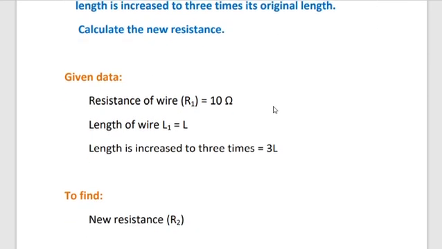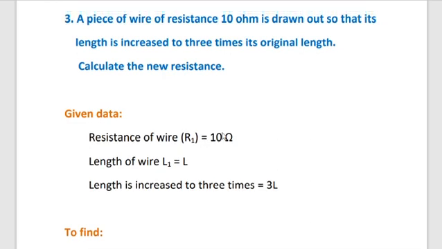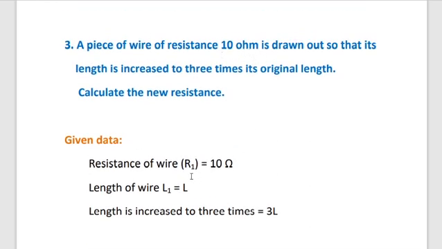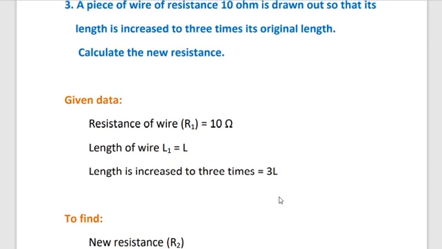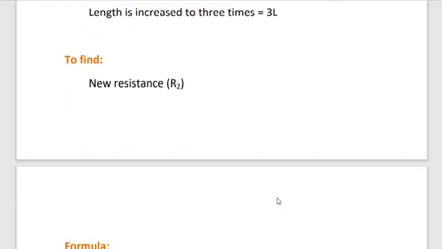So given data: resistance of the wire R1 equal to 10 ohms. Length of the wire L1 equal to L, so the original length is equal to L. Length is increased to 3 times, so L increased to 3 times means 3 into L, so 3L. So to find the new resistance R2.